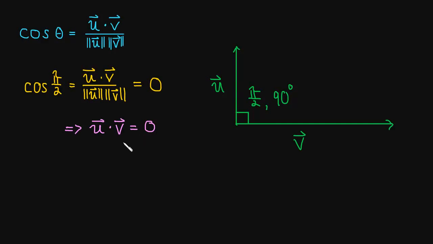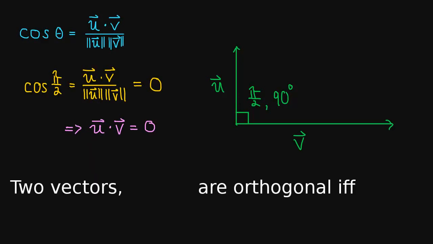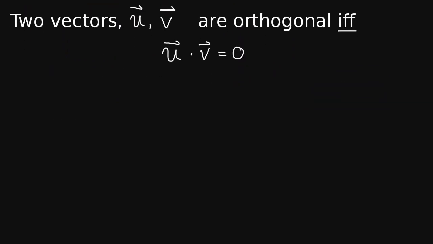And in fact, that works in the other direction. If the dot product is 0, the vectors are orthogonal. So now we have a definition of orthogonal. Two vectors u and v are orthogonal if and only if. If you've never seen this before, this is shorthand notation for if and only if. Two vectors u and v are orthogonal if and only if u dot v is equal to 0. So now we have a nice, easy way to test if two vectors are orthogonal. So let's take a look at that.